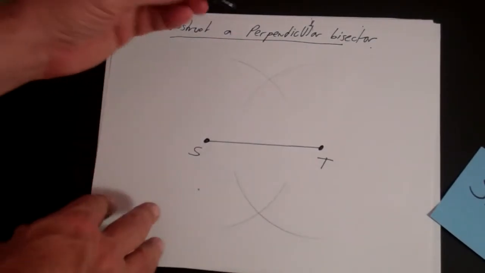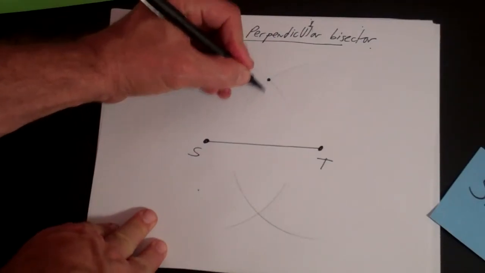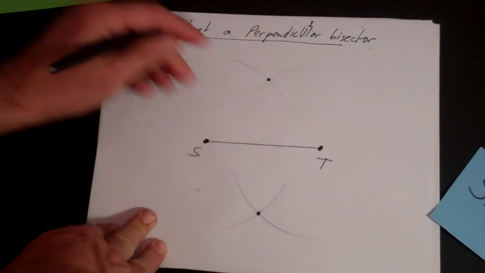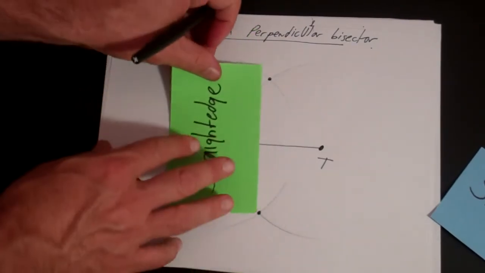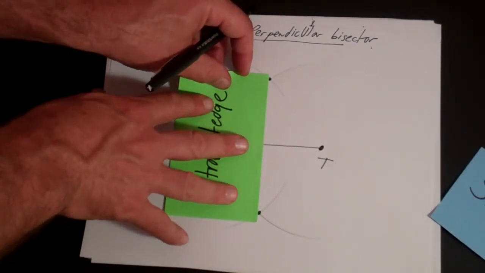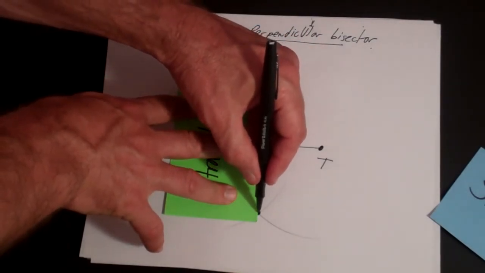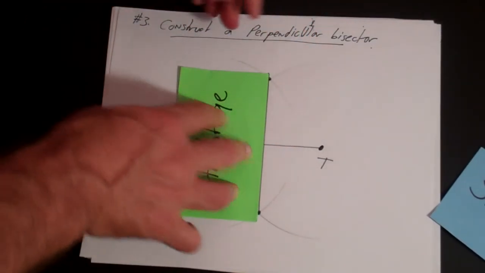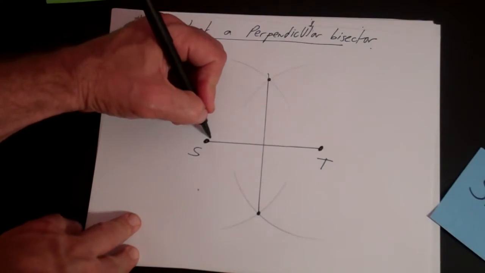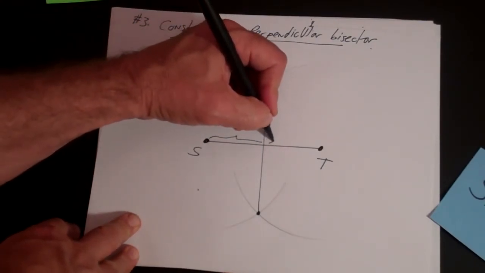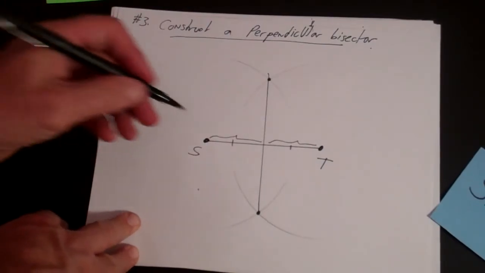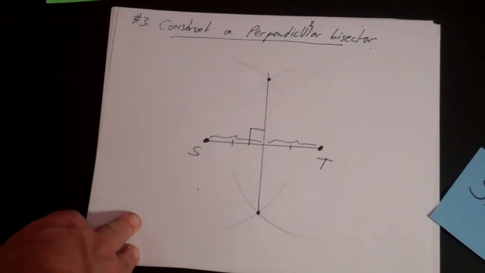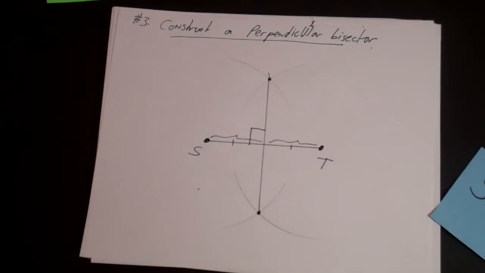If you notice, there's a point here and a point here. And then if you simply take your straight edge and connect those 2 points, you'll notice something. First, you'll notice that this distance here is equal to this distance here, right? That's the bisector part. And you'll notice that this is a 90-degree angle. So that's a perpendicular bisector.